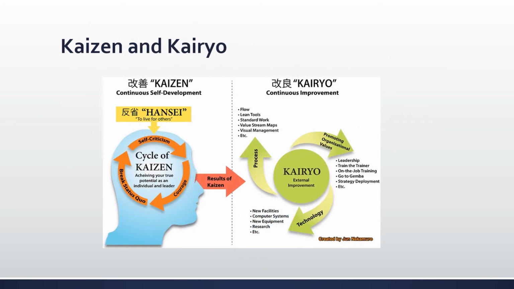Kaizen and Kairyo. Continuous improvement is one of the key principles of Lean. However, it's not something that you could just check off on your to-do list. Kaizen and Kairyo represent the combination of continuous self-development efforts on a personal level and the continuous improvement efforts of a team and organizational level that can result in actual performance and efficiency improvements.